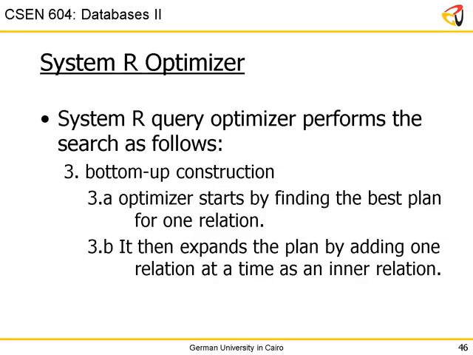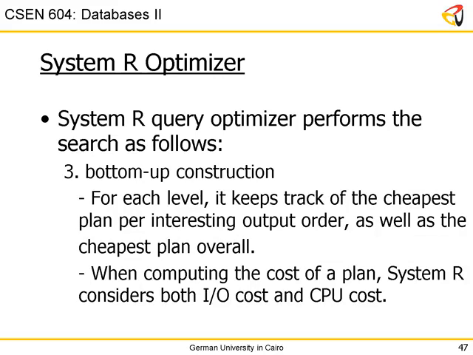The third, and this is really the most complex part of System R, that I'm just going to give you a hint towards how it works, is doing something called bottom-up construction of plans. Let me read the 2 points and then we will discuss it. It says the optimizer starts by finding the best plan for one relation. It then expands the plan by adding one relation at a time as an inner relation. For each level it keeps track of the cheapest plan per interesting output order as well as the cheapest plan overall. When computing the cost of a plan, System R considers both I/O cost and CPU cost.